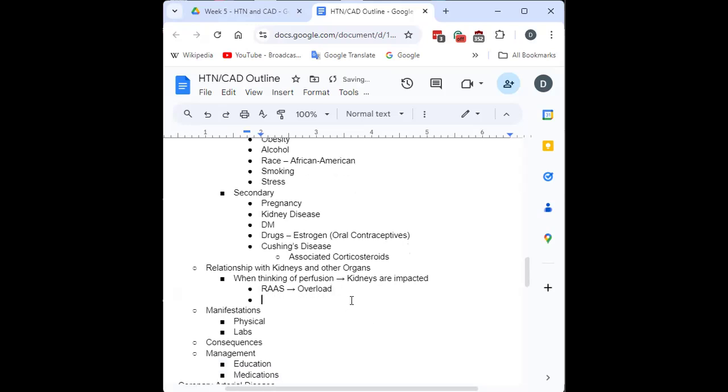Some things you can think about when you have poor perfusion can be fluid volume overload. Your body does RAS, it retains things. That's where a lot of your heart failure comes in. Your hypertension can cause your heart failure. That's where that goes into play. Your urine output can be taking a hit.